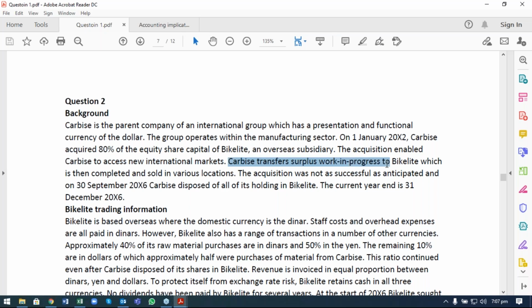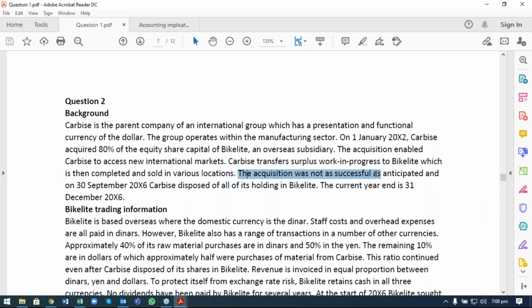Carbise transfers surplus work in progress to Backlight, which is then completed and sold in various locations. So the main aim of the acquisition of Backlight, a foreign subsidiary, was to transfer the surplus work in progress to the subsidiary company, and Backlight then completes the remaining work on that inventory, and then sells that inventory in various locations.